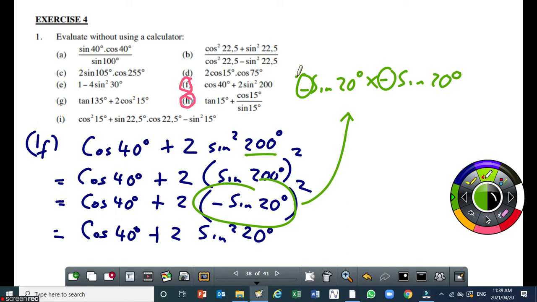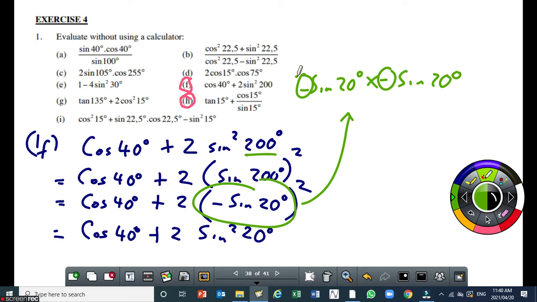I hope you can see that on the right hand side we have that 2 sine squared, and here we have this 2 sine squared 20 degrees. So what you can do, you take the minus 2 sine squared theta to the left and the cos 2 theta to the right. So you get 2 sine squared theta equals 1 minus cos 2 theta.